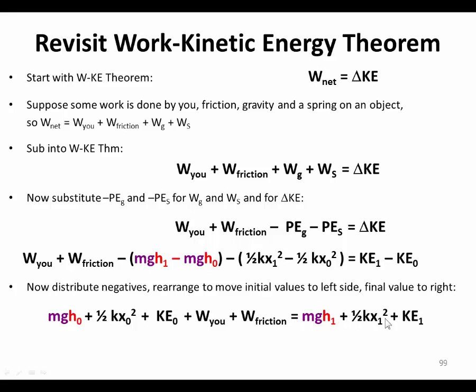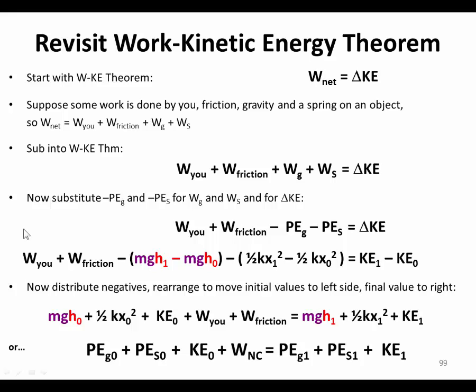On the right side, we have our final values for the three forms of energy. So just replacing these with our variables, potential energy and kinetic energy, here's work non-conservative. We have this equation left, and this is a key equation.